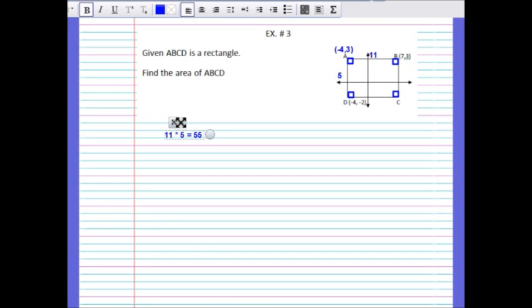How do we write square units? For square units, we're going to write units with a little 2, like so. If you have questions on this, please make sure you remember this one is going to be our area one.